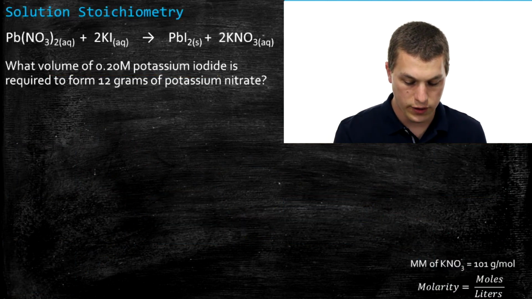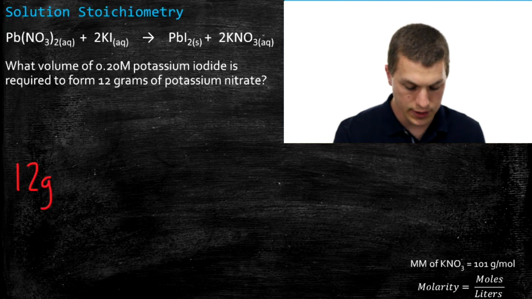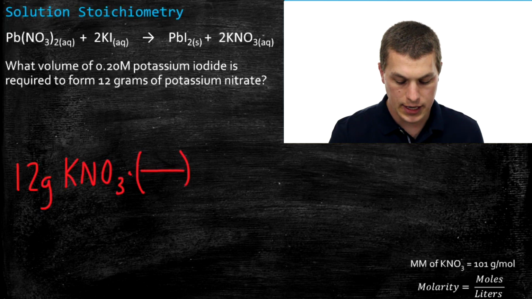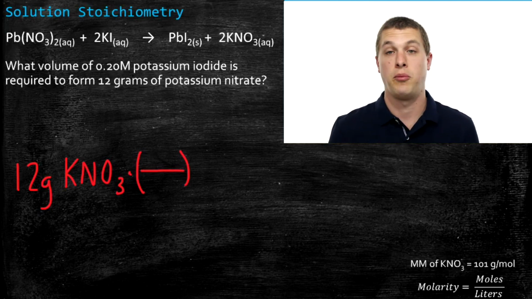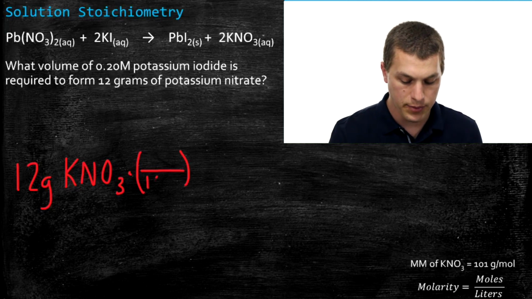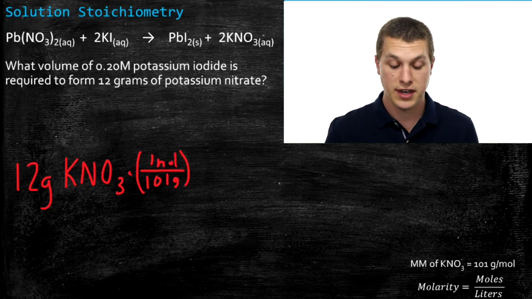We start out with 12 grams of our potassium nitrate, and that's a product. So we're on the product side. And before we can use our chemical recipe, we need to go to moles. And if you look up the molar mass or calculate the molar mass of potassium nitrate, it's 101 grams per mole. And this time we're going to divide by grams because we want to get rid of it. And we'll have 1 mole up top. And when we do that, we're going to get to moles of KNO3.